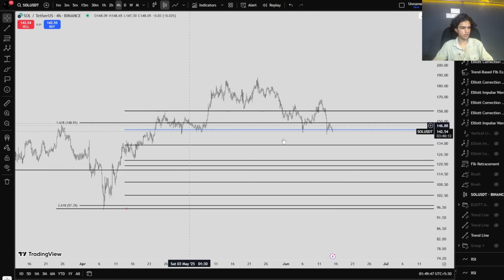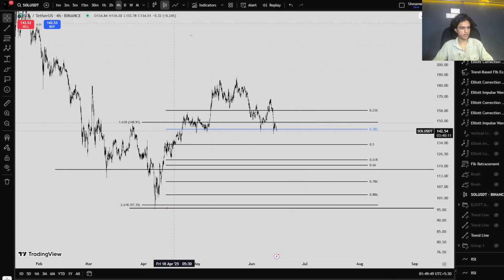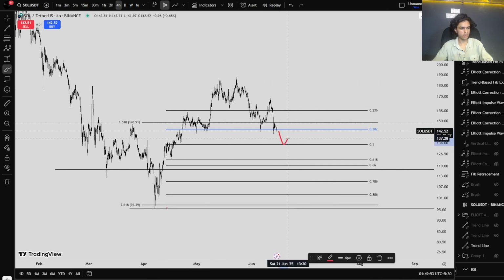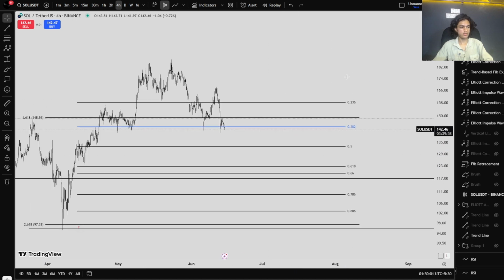So if the weekly candle closes below this, then we can expect a drop to this level as well. Okay, and this is also possible for the market. If the rate cuts happen, then we can expect the market to bounce from this level as well.